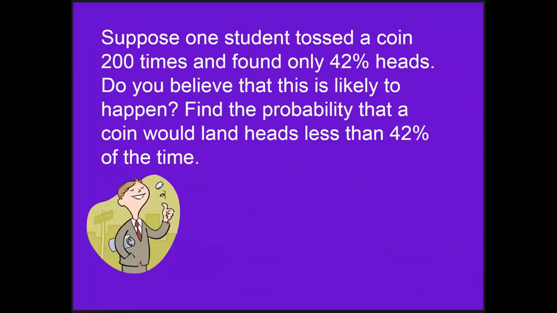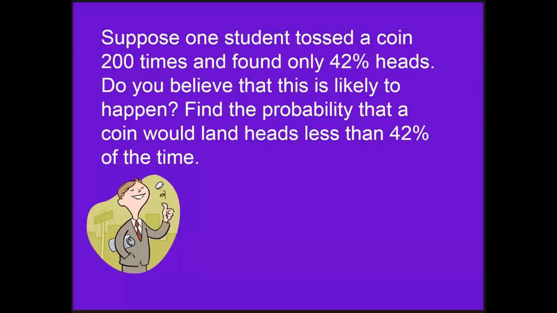All right, different question. Suppose one student tossed a coin 200 times and found only 42% heads. Was the coin made weird? Is it odd that heads showed up 42%? And then find the probability that that particular situation would happen.